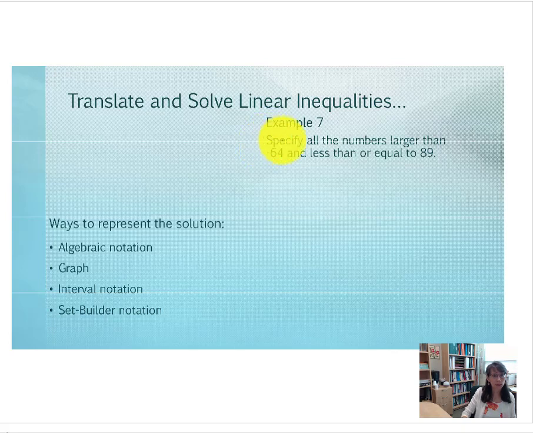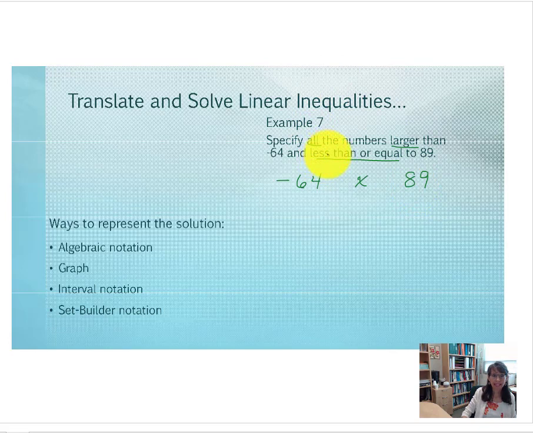Our next given example, specify all the numbers larger than negative 64 and less than or equal to 89. So the first thing I would do is make sure I write these numbers in order. So we're not just comparing to one number, but two different numbers. So we should start with our smallest number first. So the negative number is smaller than the larger, positive 89. Our variable then will fall in between the smallest and the largest number.